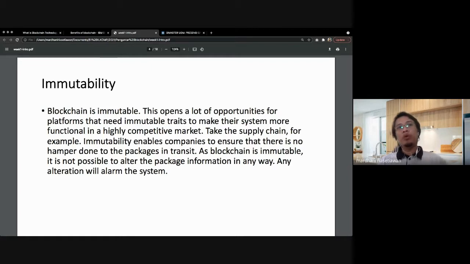Yeah. So what is the meaning of immutability? Immutability enables companies to ensure that there is no tampering with the package in transit, yeah. So it means it makes the process flow without any boundaries, without any hampering of the process, yeah. And then the blockchain is immutable. It's not possible to alter the package information in any way, and any alteration will alarm the system.